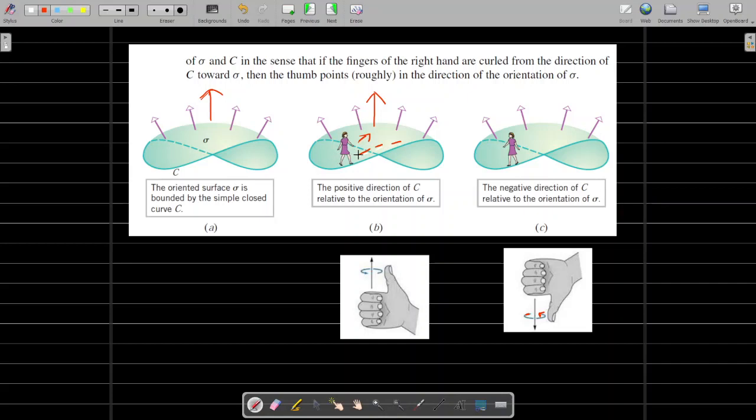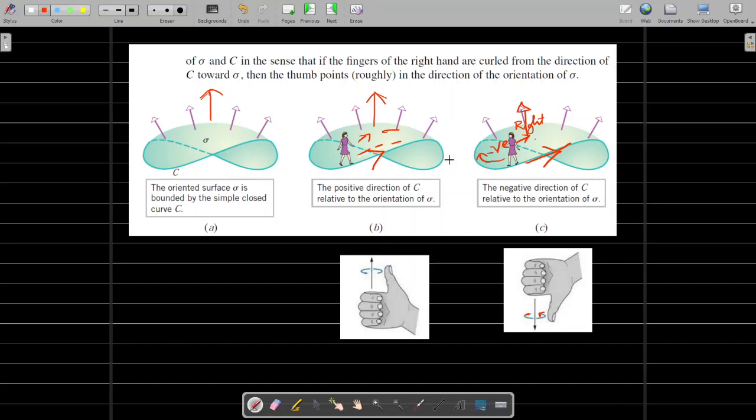So now you can see she is walking in this direction, her head is in the direction of orientation of the surface sigma, and hence this is the positive orientation of C, the orientation that we will be considering. Now suppose she was walking in the opposite direction, like this, and still her head is in the direction of the orientation of the surface, but this surface is on her right. So we will say that she is walking in the negative direction. The actual direction of C is this one. She is now walking in the negative direction.